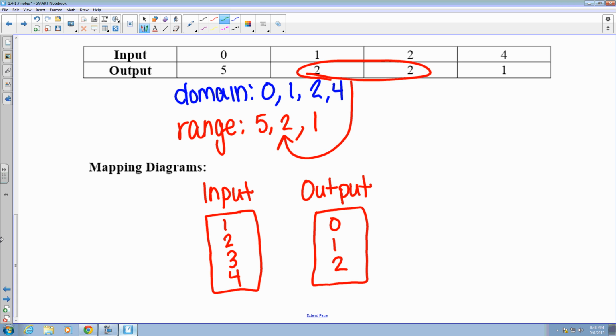A mapping diagram doesn't just have the pairs like we see above in the table. This time it has a line pointing to where the input is going. So input 1 is going to output 0. Input 2 is going to output 1. Input 3 is going to output 2, and input 4 is also going to output 2.